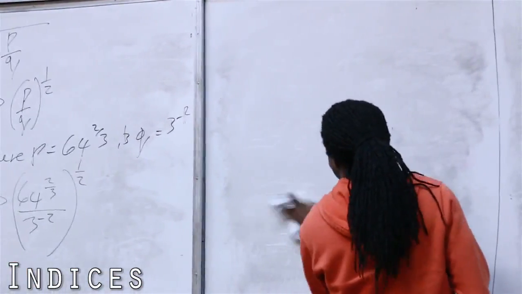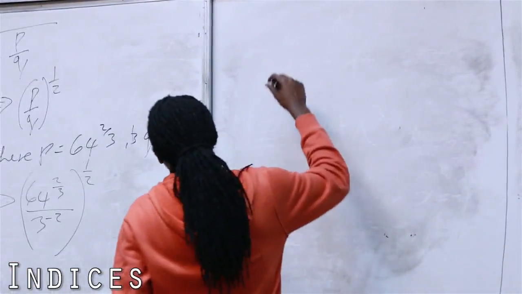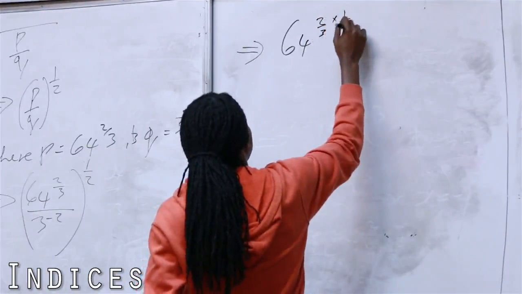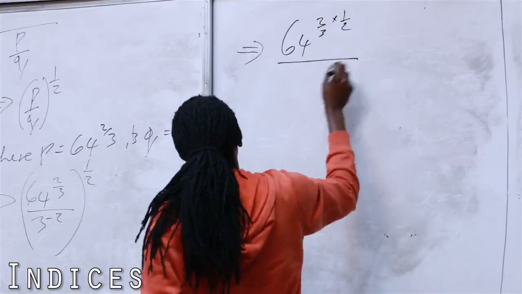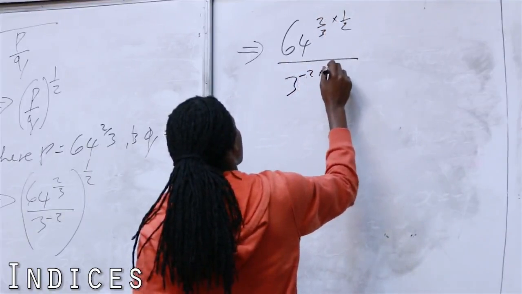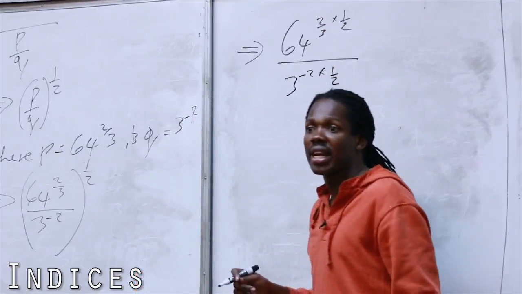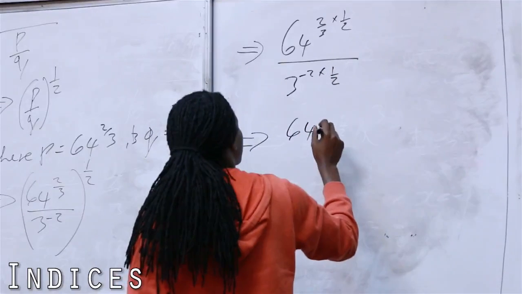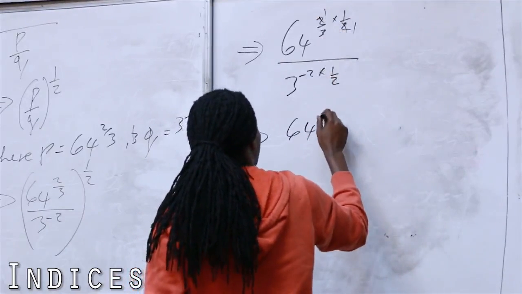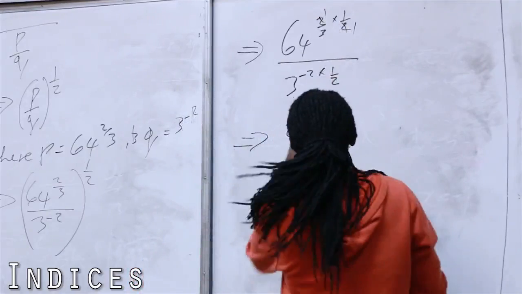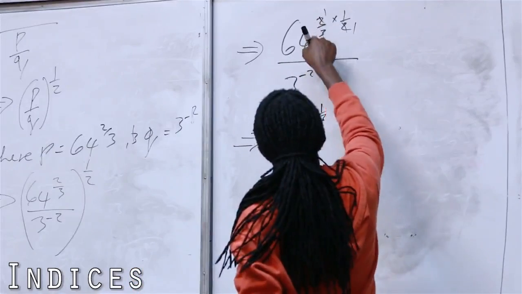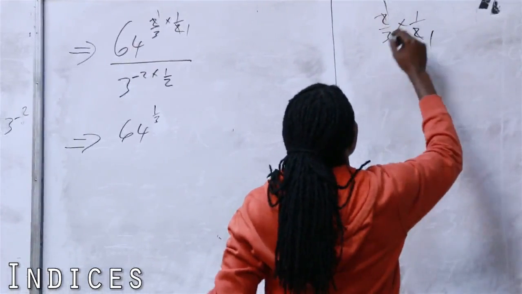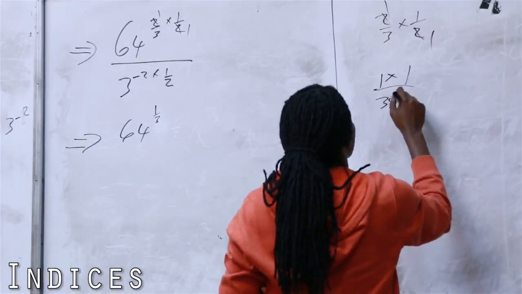So, come now. This implies 64 to the 2/3 times half, over 3 to the -2 times half. Everybody see that? Yes, sir. This implies 64 to the 1/3. See that? 64 to the 1/3. This works out as 2/3 times 1/2, 2 cancel 2, then there comes 1 times 1/3 times 1 equals 1/3. See that?